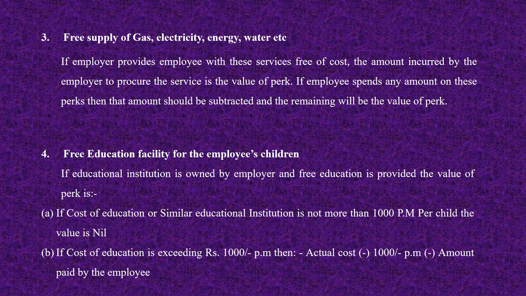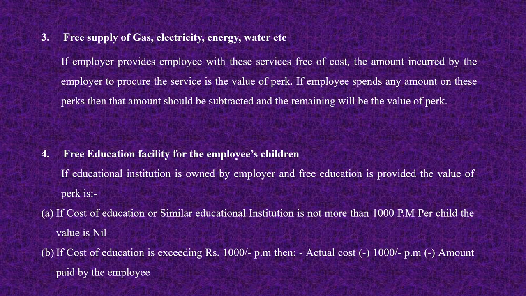The fourth perquisite is free education facility for the employee's children. If the educational institution is owned by the employer and free education is provided, the value of perquisite is as follows. Again, two factors you need to remember. If the cost of education in a similar educational institution is not more than 1000 per month per child, the value is going to be nil.